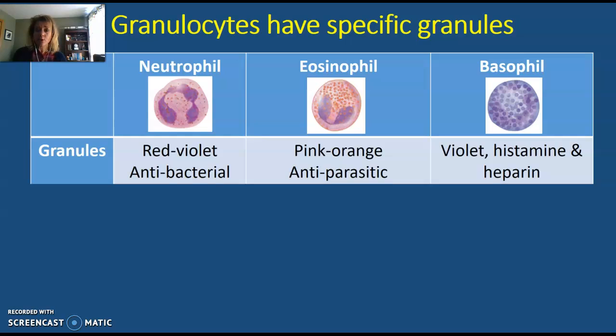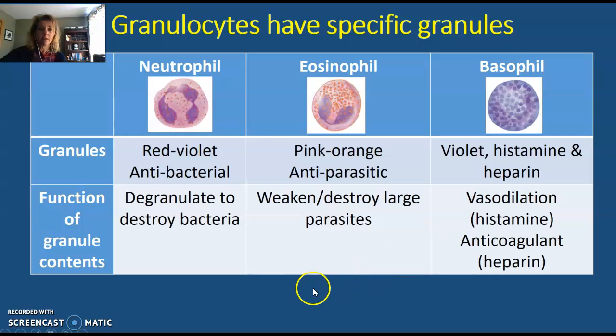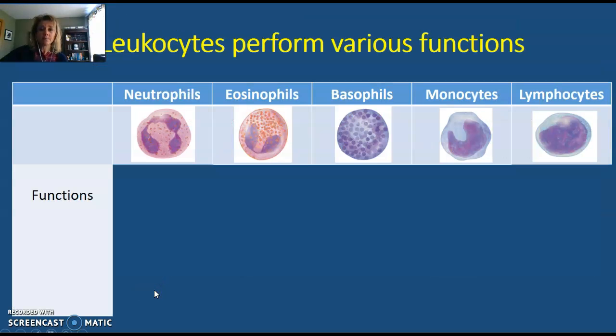Heparin is an anticoagulant. It's a blood thinner. It's going to prevent the formation of blood clots, again, thereby allowing for the unobstructed travel of white blood cells to areas of infection. And so, I just talked about all of that with basophils, but neutrophils are going to destroy bacteria, whereas the eosinophils are going to destroy parasites.